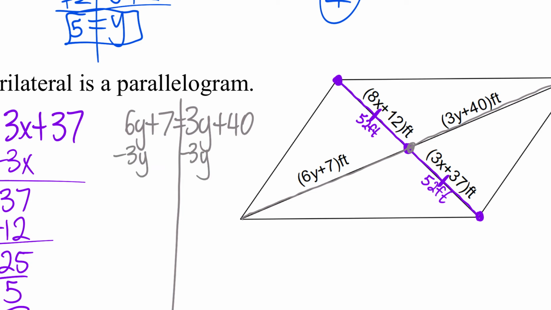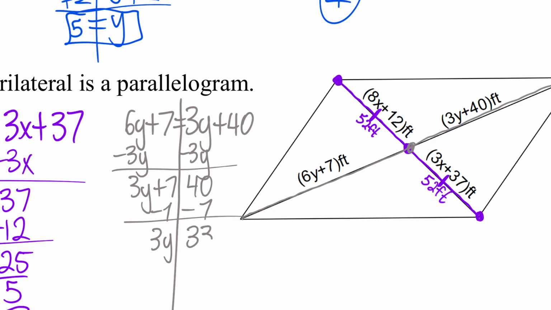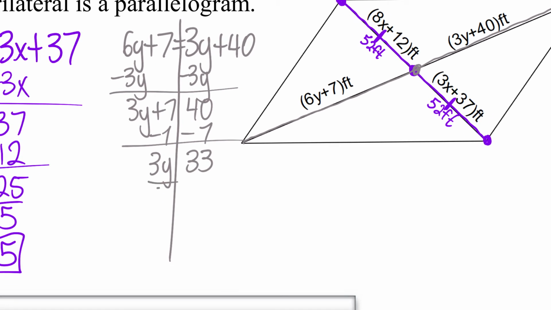Subtract 3y from both sides. We get 3y plus 7 equals 40. Minus 7, 3y equals 33. So y equals 11. And I'm going to plug that 11 in here. What's 6 times 11? 66. And 66 plus 7? 71. I think it's going to be 73, right?